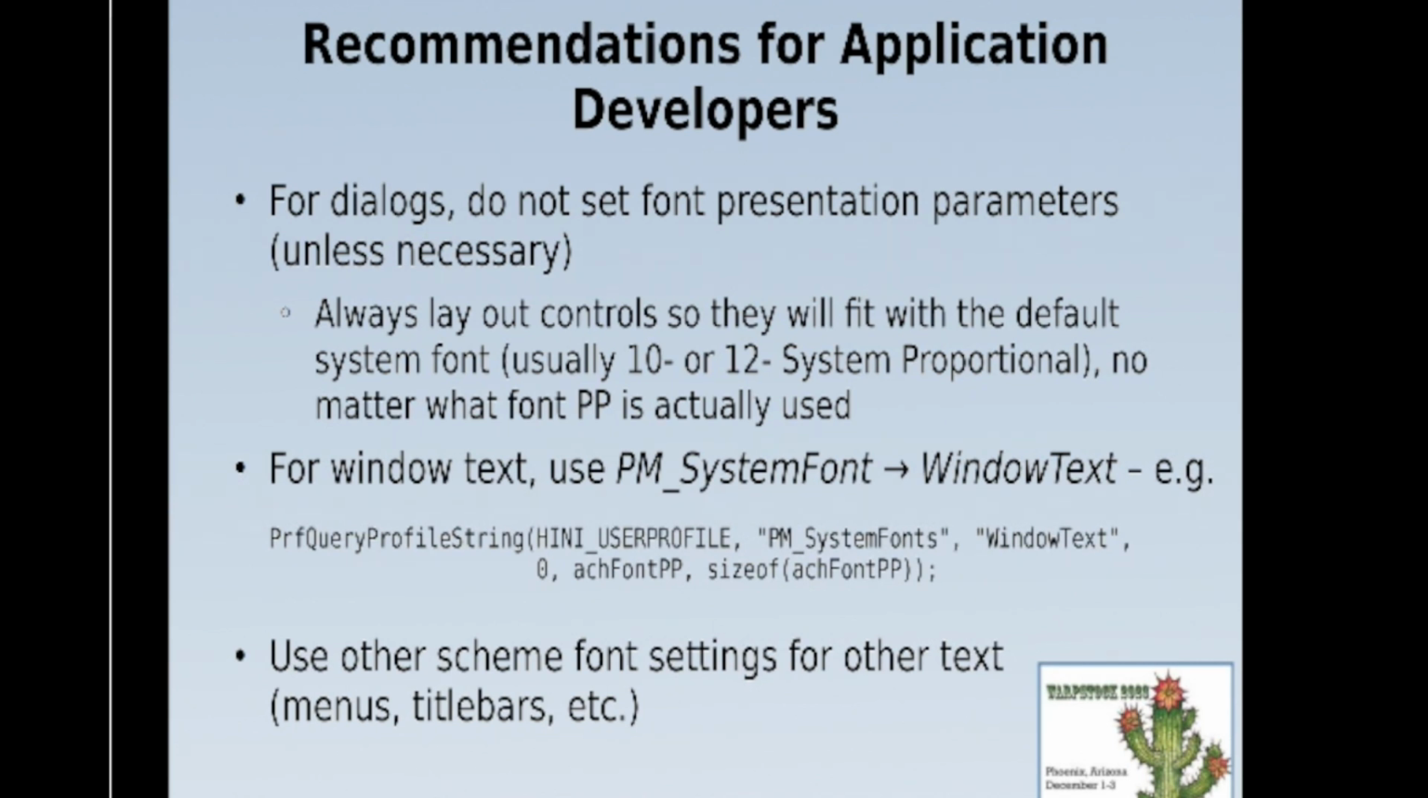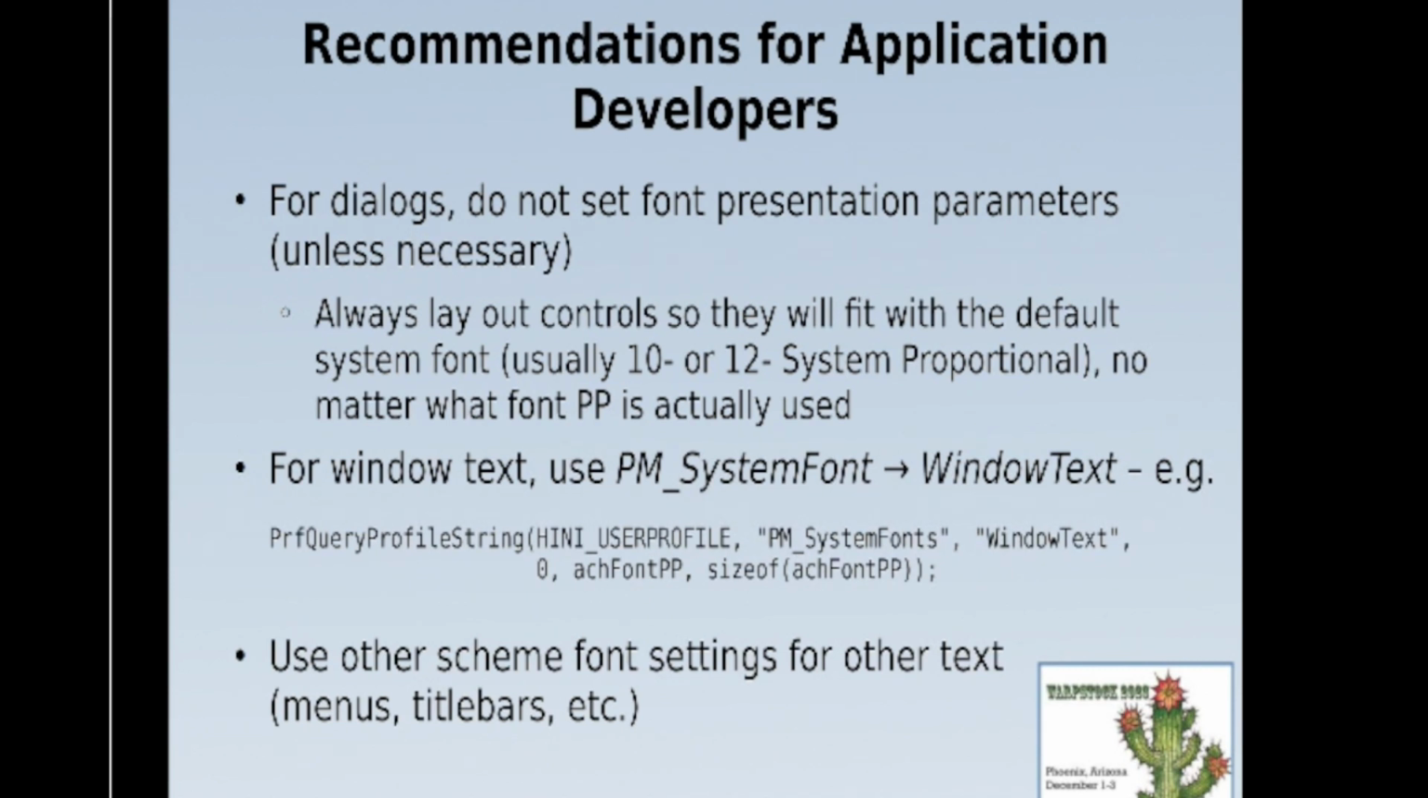The other thing is for dialogues, when you're laying them out, lay them out so that they will fit and text doesn't get chopped off if you have the default system font set, usually 10 or 12 system proportional. And if you're doing this, by the way, make sure you turn off that styler option to replace the fonts, because if you have that on, you won't be able to see what the default system font is. So, even if you do use font presentation parameters, you still have to lay out the text so that it would work with system proportional, as a general rule.